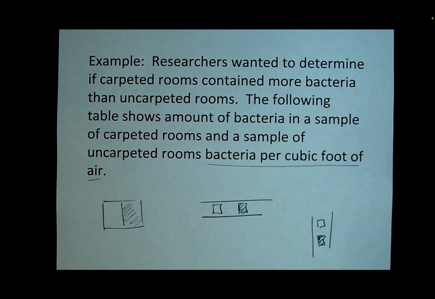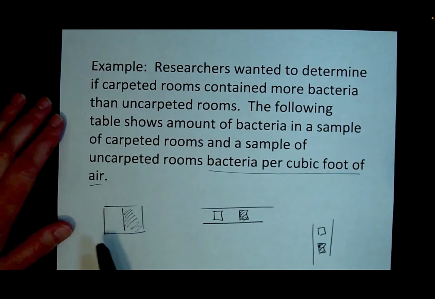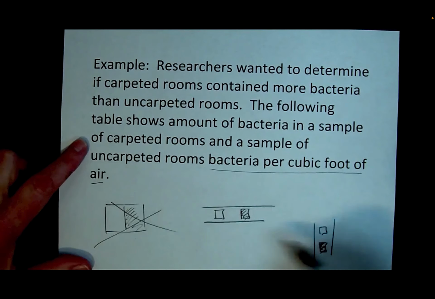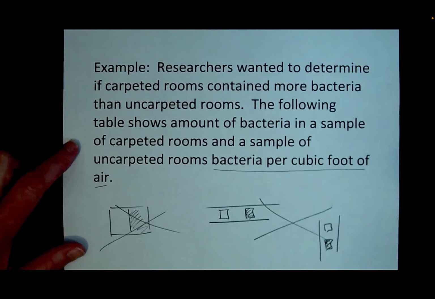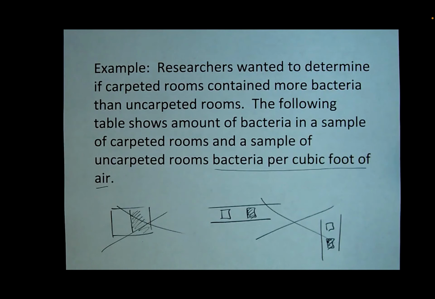You could have something that sounds the same but is matched pairs. But in this particular example, that's not what we have. They're not being matched up in any way. We've just got a selection of carpeted rooms and a selection of uncarpeted rooms. So this is independent sampling.